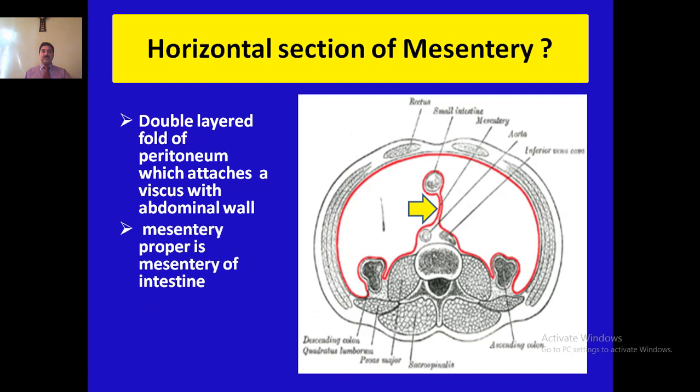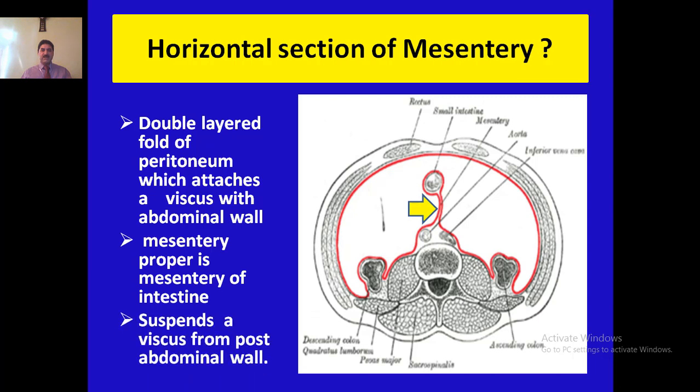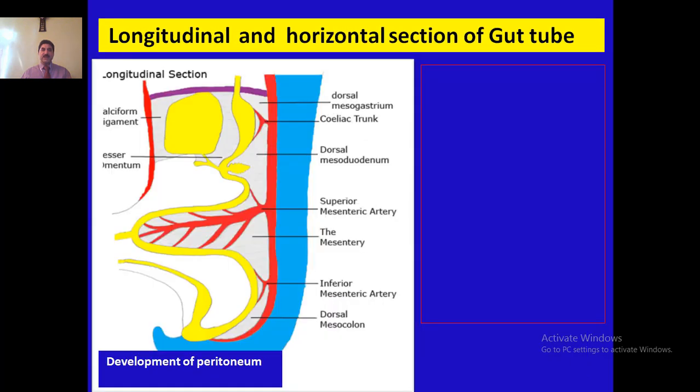The term mesentery proper refers to the mesentery of small intestine. It suspends a viscus from the posterior abdominal wall. As already said, mesentery is a double-layered fold of the peritoneum which attaches a viscus with the abdominal wall. Mesentery proper refers to the mesentery of small intestine. Its function is to suspend a viscus from the posterior or anterior abdominal wall. Now if we take a longitudinal section of mesentery, mesentery attaches the gut tube with the abdominal wall.